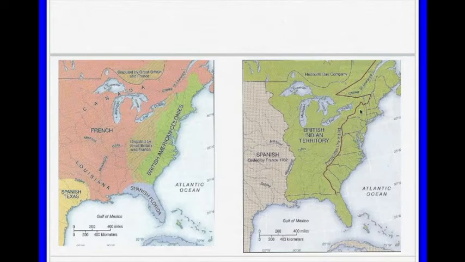So you can see how much territory Britain got as a result of the war. This is the territory prior to the war. This is the territory after the war. So the main point here is that Britain then controlled the continent east of the Mississippi River, and it ends French presence on the continent.